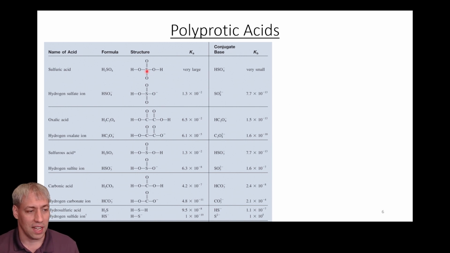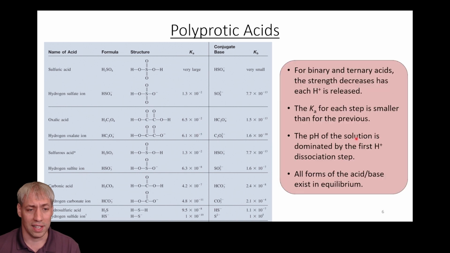This is sulfuric acid. It gives up its first proton to become the hydrogen sulfate ion. This one is a strong acid. This one's a much weaker acid. So there's a very large Ka value here, and a much smaller Ka value there. Similar to oxalic acid, it gives up a proton and becomes this. This one can still give up another proton, but it's a much weaker acid.